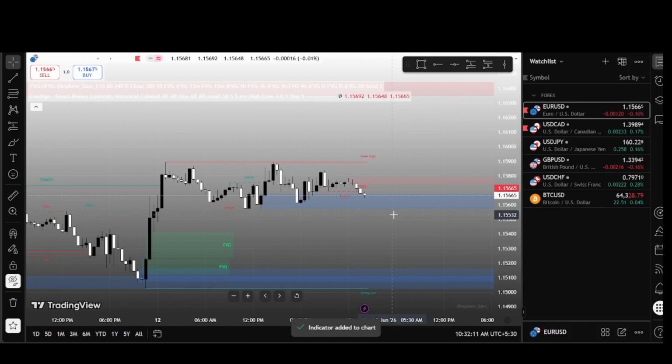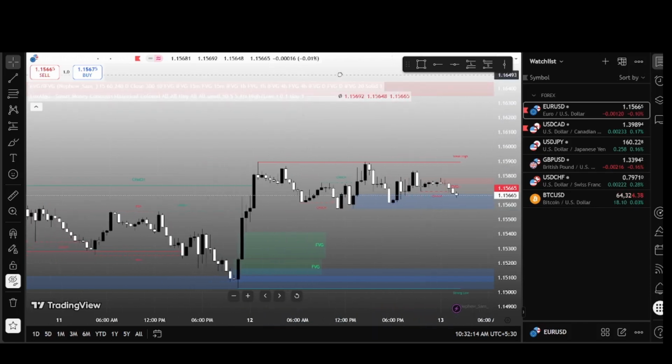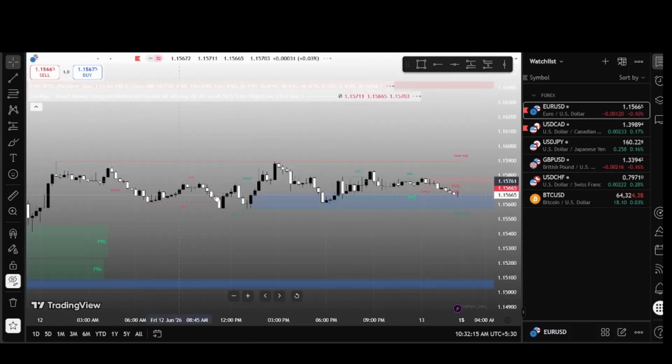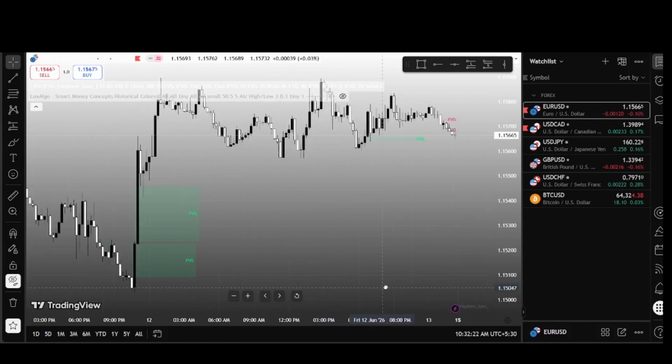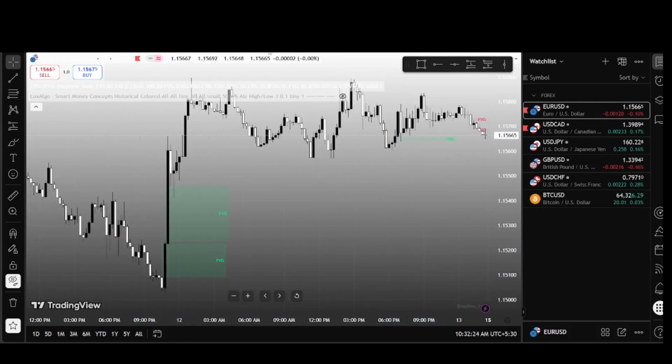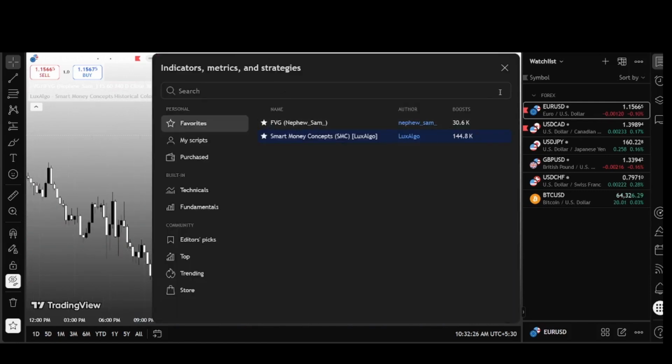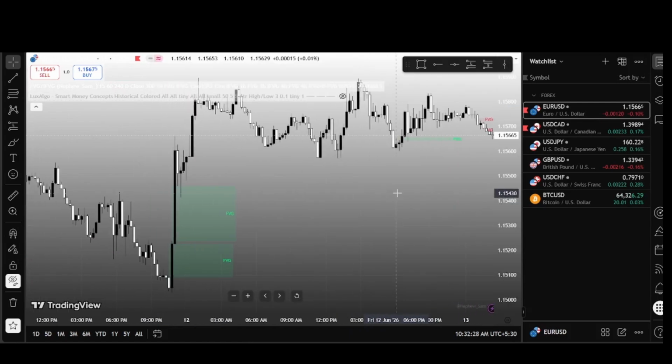When you apply, your chart starts looking like this. This is a EURUSD chart. Let's go to the 15-minute time frame. Let's start with the first one, okay? Fair value gaps. This is the fair value gap indicator which you applied. The name was FVG. So in this, you see here it already marked out the fair value gap for you. This is your first fair value gap. This is a lower fair value gap.